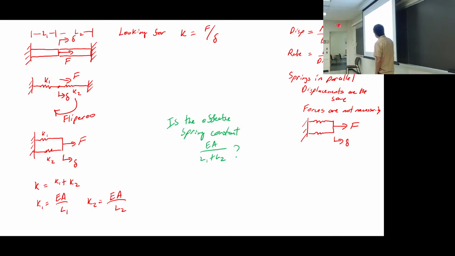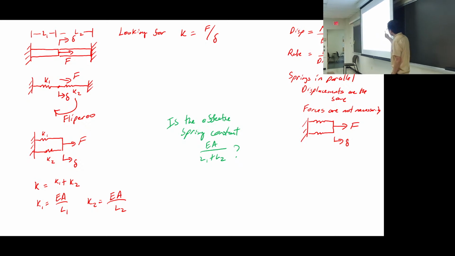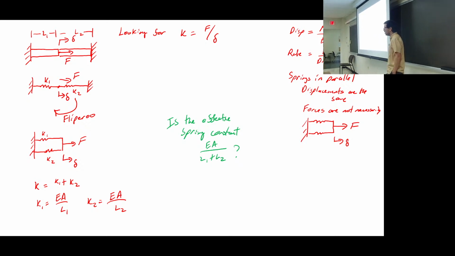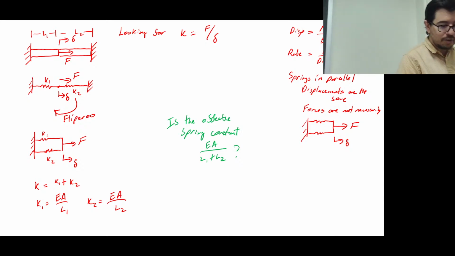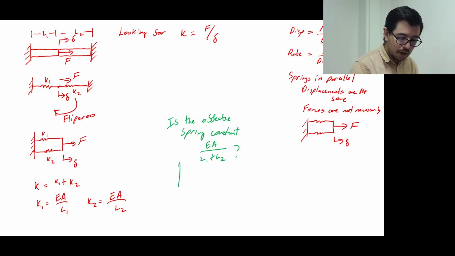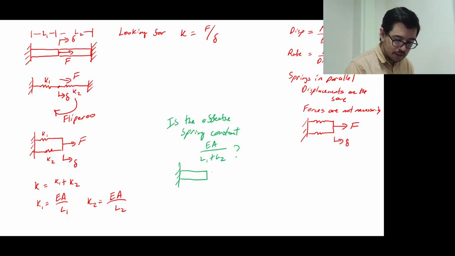First off, you realize it's not the same as what we have over here, right? So that's not it. What does this spring constant describe? If you were to draw the picture, what does this describe? Spring constant of the whole bar. That's right, it is. What you just described is this.